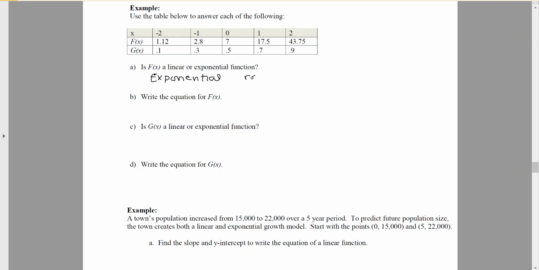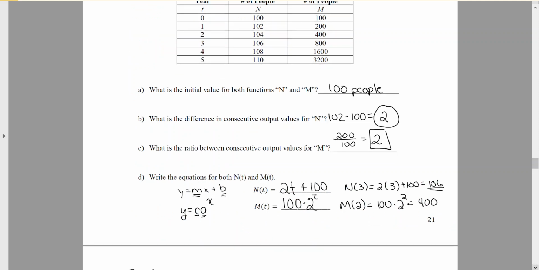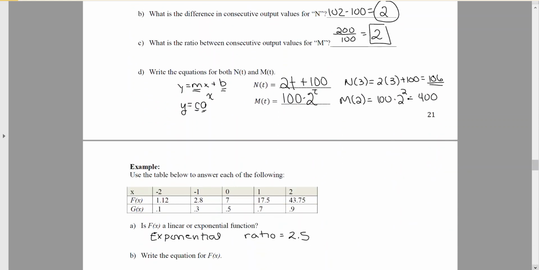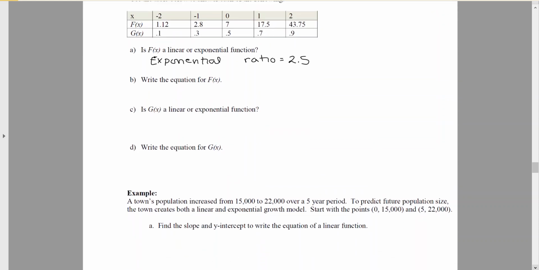We came up with a ratio of 2.5. So if I want to write the equation for f of x, I already know what my growth factor was. My growth factor was 2.5, or that ratio was 2.5. That's my a value. And then I just need my initial amount. So I look at where x equals 0, my y-intercept for f of x is 7.